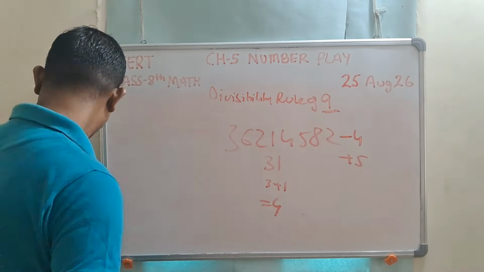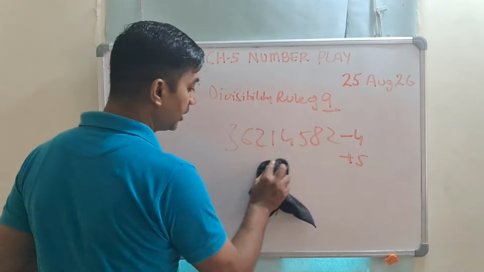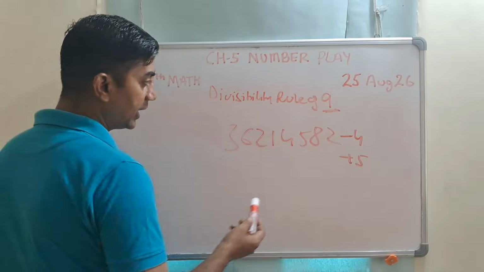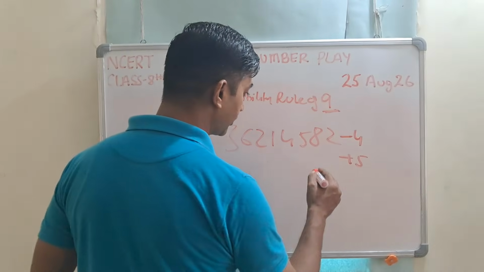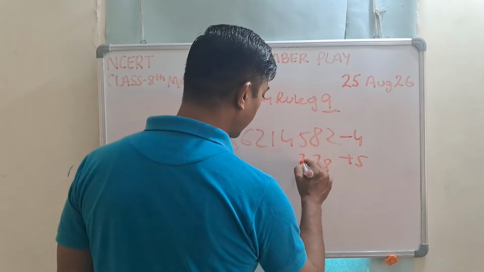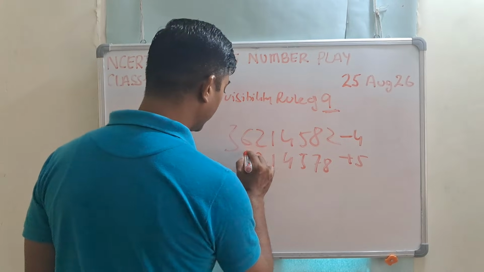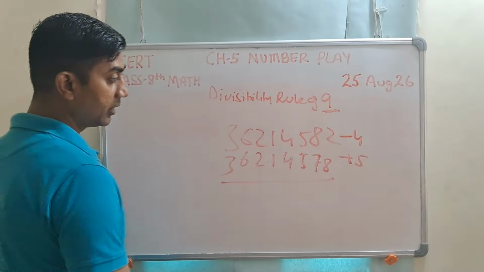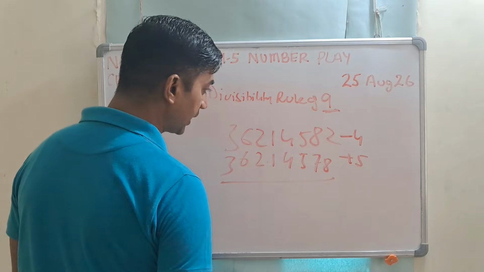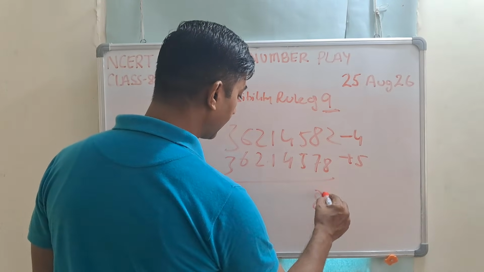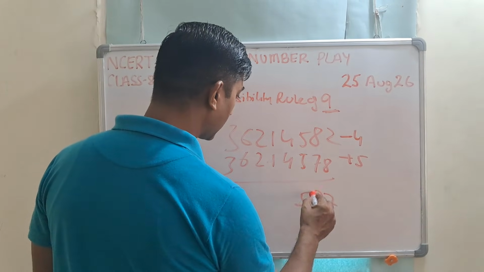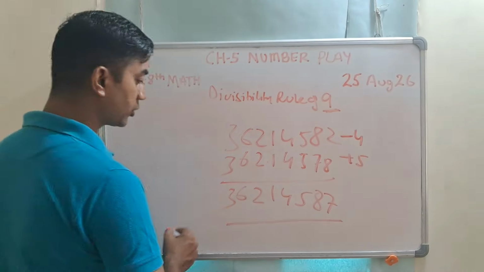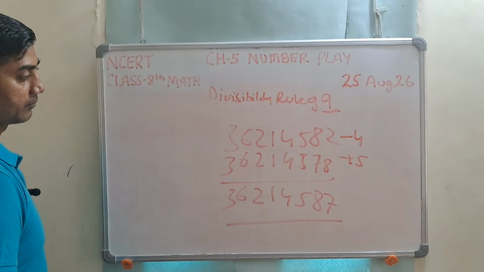9. Understood? Now see, let's subtract 4 from this number. 82 minus 4 is 78, so the number becomes 78, 5, 4, 1, 2, 6, 3. Now this number is completely divisible by 9. Again, if you add 5, 82 plus 5 is 87, so the number is 87, 5, 4, 1, 2, 6, 3. Now this number is also completely divisible by 9.